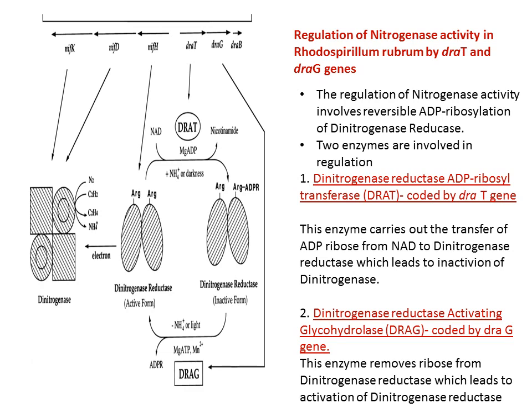This is regulated by a group of genes called the dinitrogenase reductase ADP ribosyl transferase, that is, DRAT genes. Why is it called DRAT? Dinitrogenase reductase ADP ribosyl transferase is an enzyme coded by the DRAT genes. Where can you find these DRAT genes? They have been identified in Rhodospirillum rubrum.